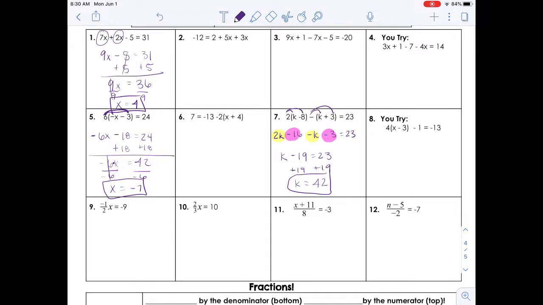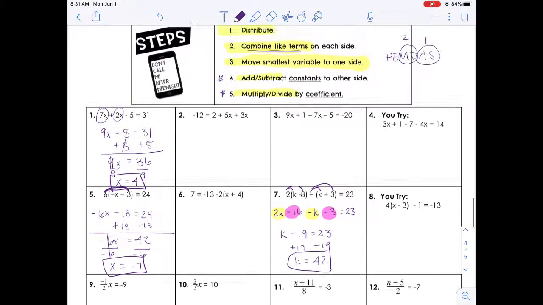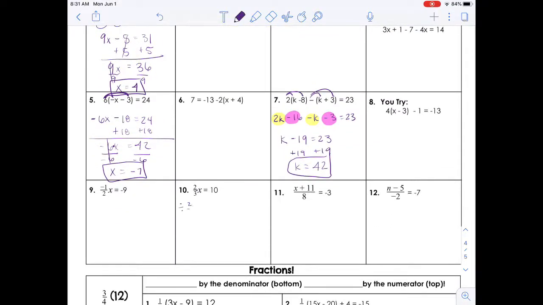So let's go ahead and take a look at number 10. If you notice, we are multiplying 2/3 by x. So this really is just a 1-step equation, because there's nothing to add or subtract, but we are multiplying by 2/3. So what we're going to do is divide both sides by 2/3. And I know it's easy to freak out when you see a fraction, but this is going to get rid of that, and x is going to be by itself.